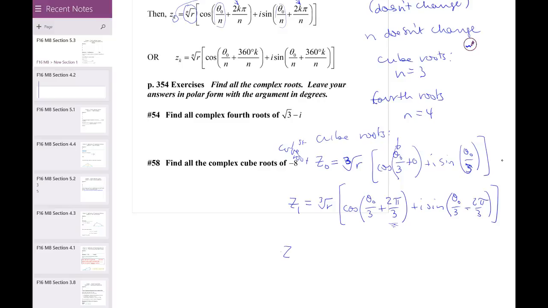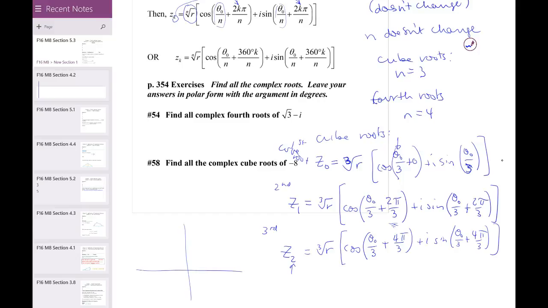How many cube roots do we have? 3. So here's the first cube root, the second cube root, and the third cube root. We stop after this because you'll just get a repeat. You won't get another new one. So we have cosine of theta 0 over 3 plus, now k is 2, so it's going to be 4 pi over 3, plus i sine theta sub 0 over 3 plus 4 pi over 3.